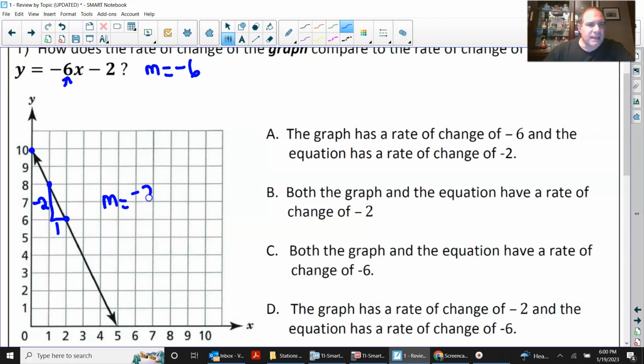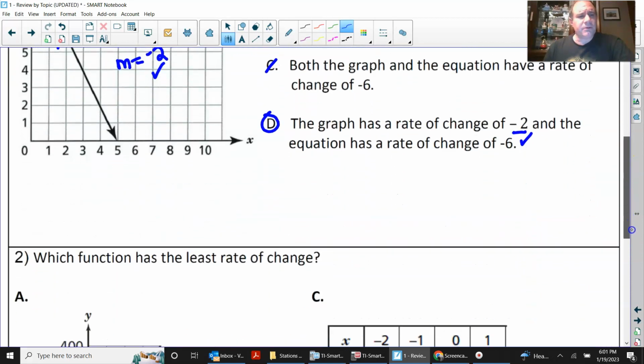So we have a negative 2 slope over 1. That slope is negative 2. So the graph has a rate of change of negative 6. No, it doesn't. The graph is negative 2. Both the graph and the equation have the rate of change of negative 2. No. Both the graph and the equation have a rate of change of negative 6. No, they don't. The graph has a rate of change of negative 2. Yes, it does. And the equation has a rate of change of negative 6. Yes, it does. D is your answer. That's it. All right. Very simple, straightforward.